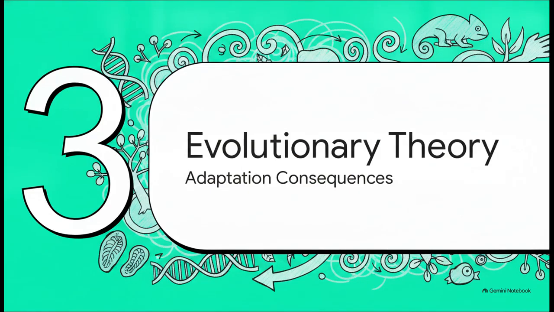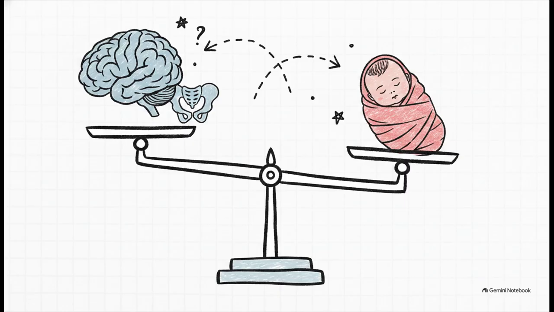Section 3, Evolutionary Theory, Adaptation Consequences. As we look at all these evolutionary changes, we also have to wrap our heads around the broader theory. We often tend to think of evolution as this process that perfectly fine-tunes every single trait for survival, right? Well, that's not always how it works. Not all features of an organism are actually adaptive on their own. Sometimes, features are just the side effects or consequences of other evolved characteristics.